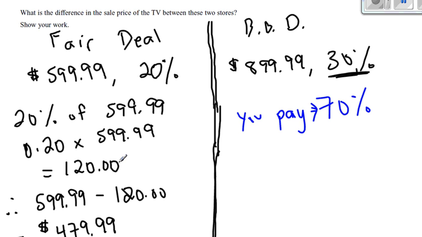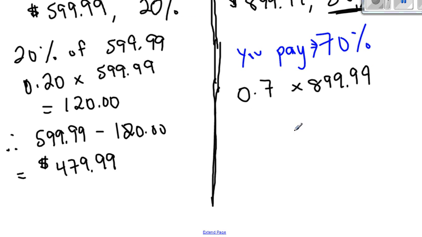So instead of doing two calculations, I'm going to do one calculation where I calculate what it is that I have to pay. I pay 70% of this amount. So I have to pay 70% of the original price, and 70% of 900 is $630. Or maybe it's $629.99, whatever. Either way, clearly you should buy your TV at this place.